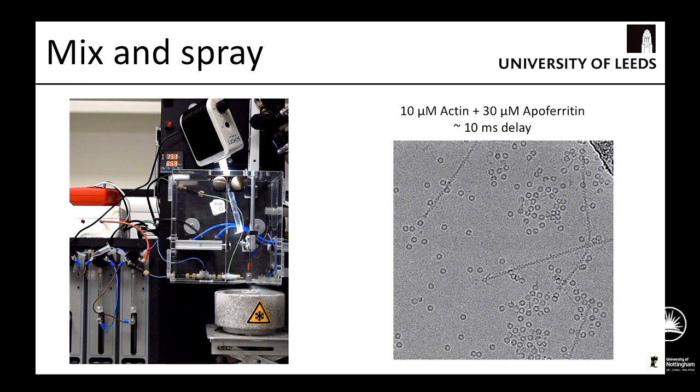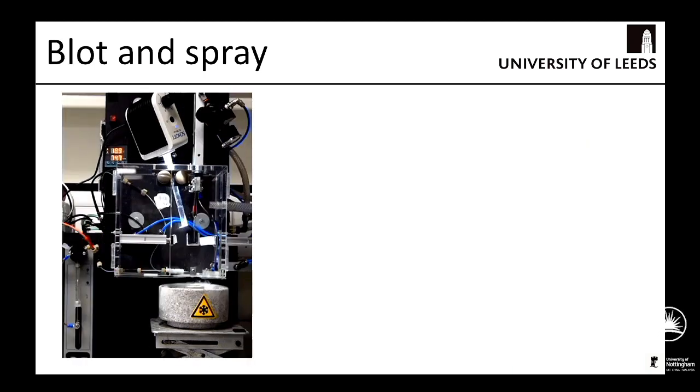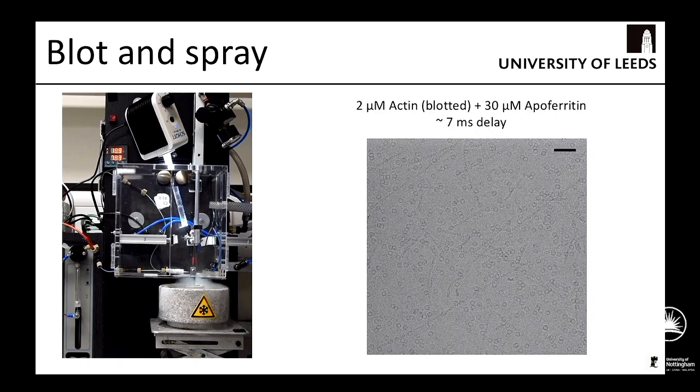We can do this with an approximate 10 millisecond delay, and then we can get grids that have actin and apoferritin on them. We can then try a different approach, whereby we put actin on the grid, and then we pass it through apoferritin, so we're going to blot, then spray. And again, this works as well.